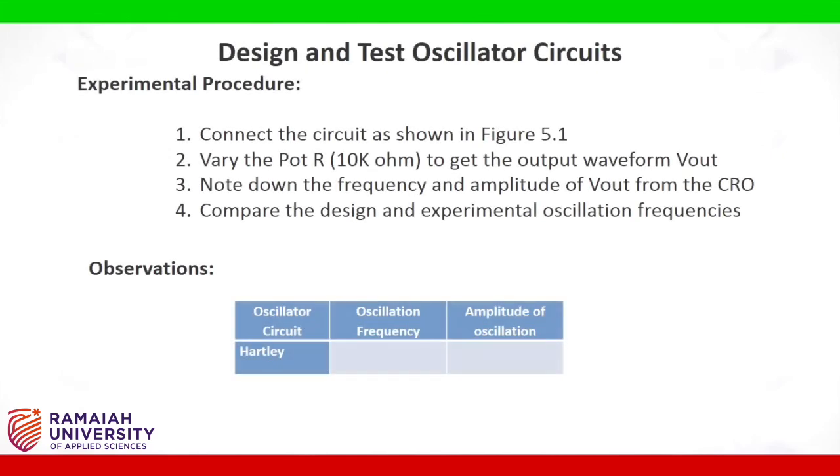Experimental procedure to obtain oscillator output. Connect the circuit as shown in figure. Vary the pot R, 10 kilo ohm, to get the output waveform Vout. Note down the frequency and amplitude of Vout from the CRO. Compare the design and experimental oscillation frequencies and write the amplitude of oscillation from the CRO.